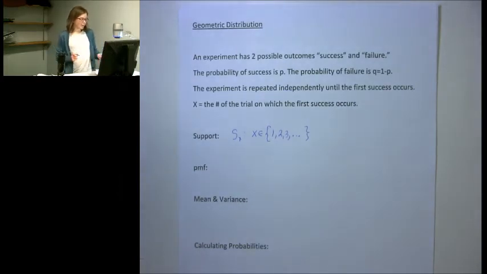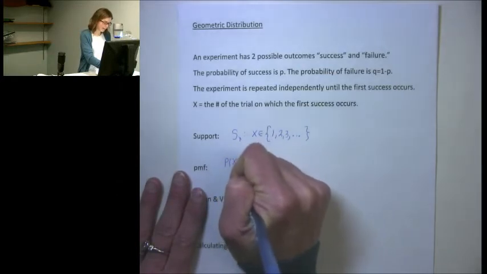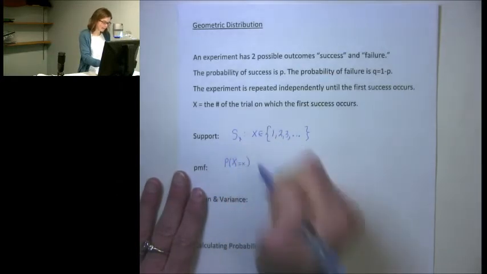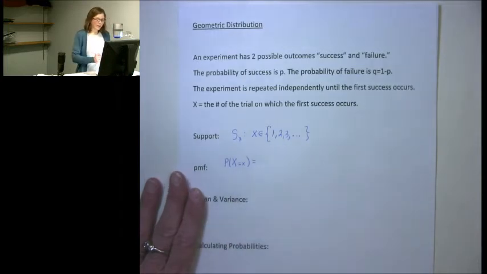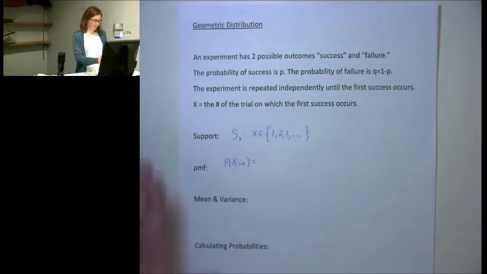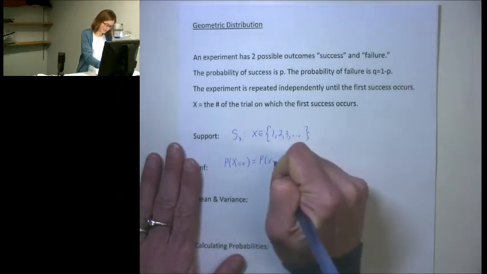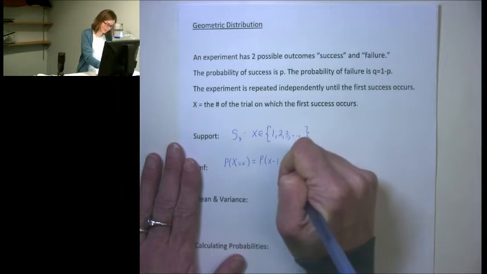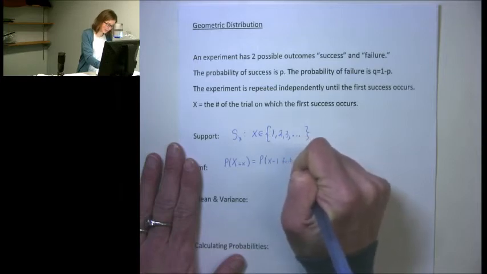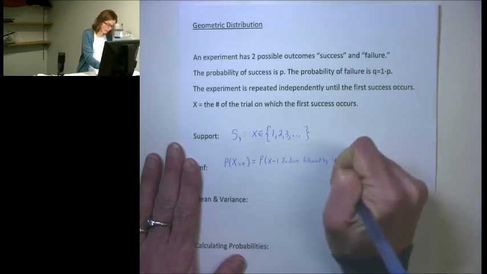Now we want to find the probability mass function. Remember, this is the probability that our random variable X takes on exactly the value little x. In order for success to occur on the xth trial, I need to have had x minus 1 failures happen first. So we can think of this as the probability of having x minus 1 failures, followed by 1 success.